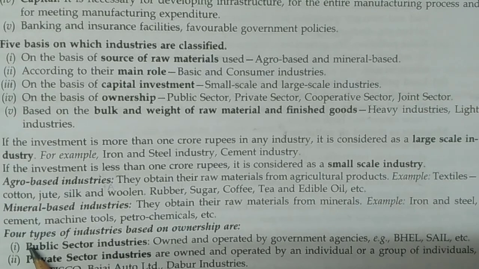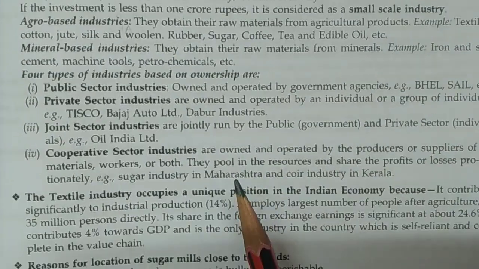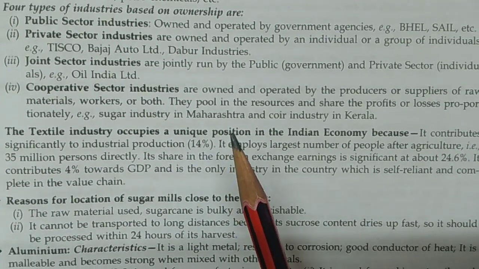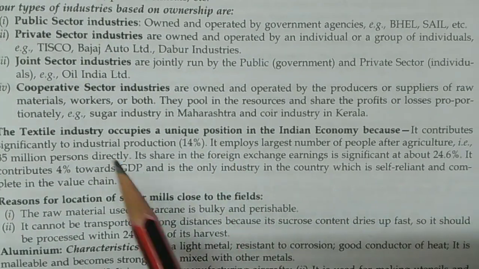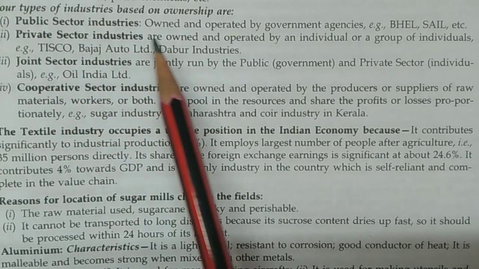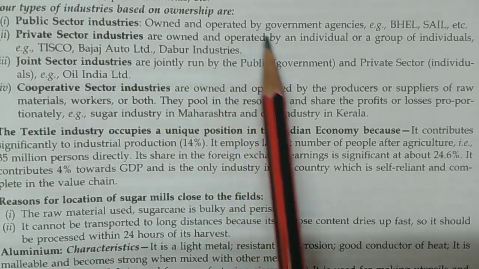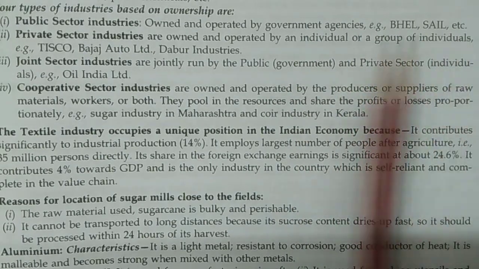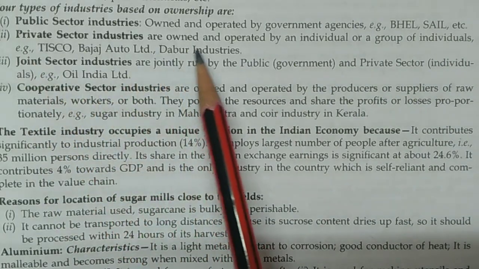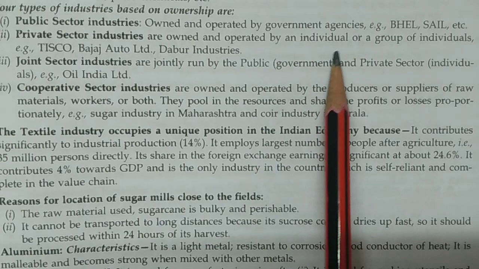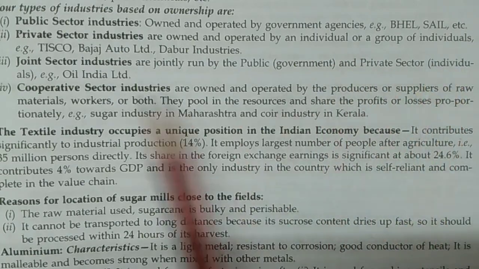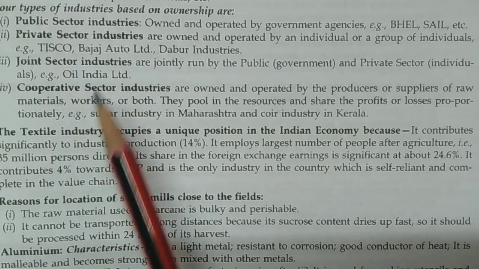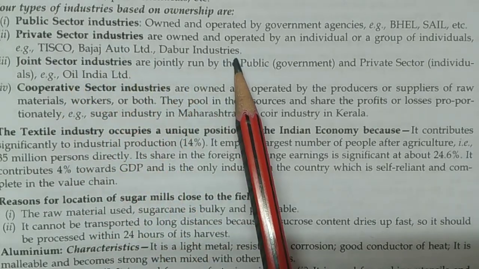Now next, four types of industries based on ownership. These are very important. First is public sector industries, owned and operated by government agencies, for example, BHEL, SAIL, etc. Second, private sector industries are owned and operated by an individual or a group of individuals, for example, TISCO, Bajaj Auto Limited, Dabur Industries.